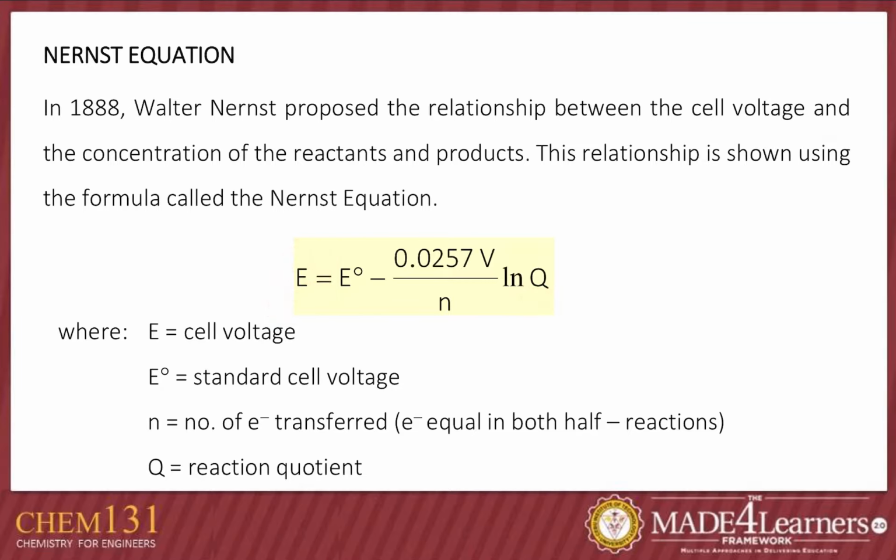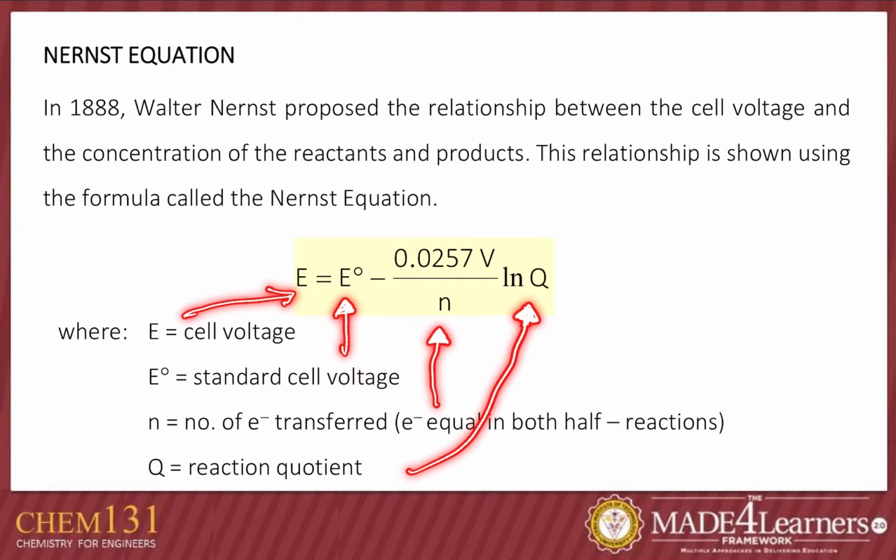So, E here is the cell voltage. Of course, we're still going to use the cell voltage under standard conditions. N here is the number of electrons transferred. So, as I discussed in the previous lesson, kadtong number of electrons transferred, kay tong number of electrons nga na-equal sa duha ka half reaction sa oxidation or reduction. And Q here is the reaction quotient. So, again, diri na to makita ang concentration sa reactants o products.